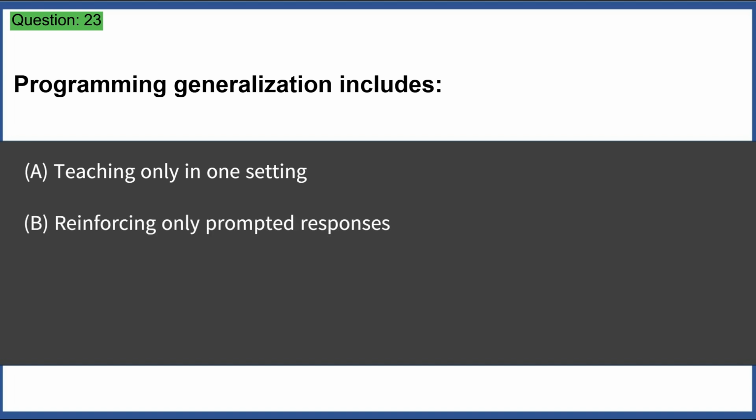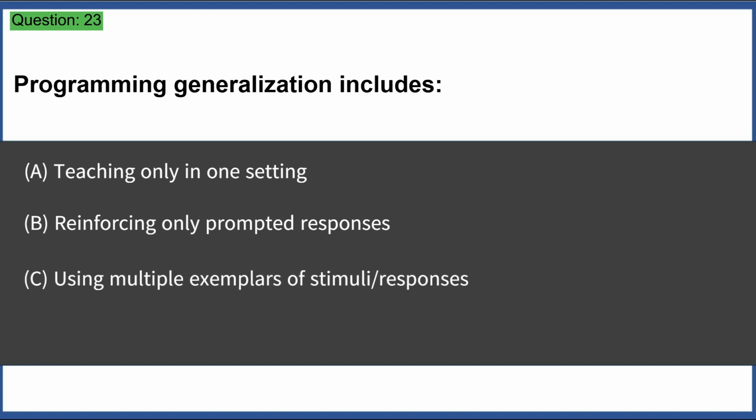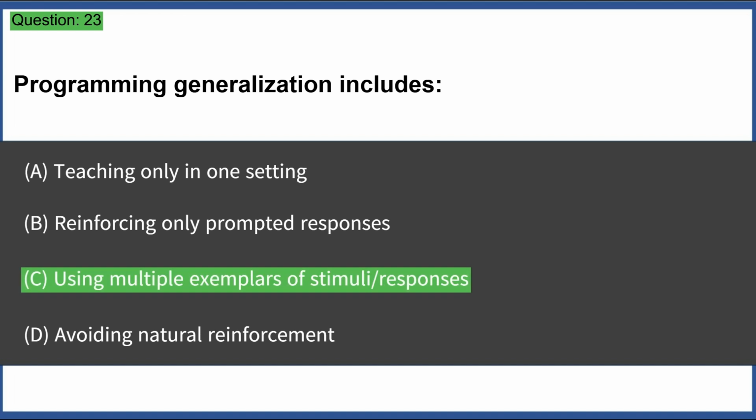Programming generalization includes A. Teaching only in one setting. B. Reinforcing only prompted responses. C. Using multiple exemplars of stimuli and responses. D. Avoiding natural reinforcement. Answer C. Promotes response across exemplars.